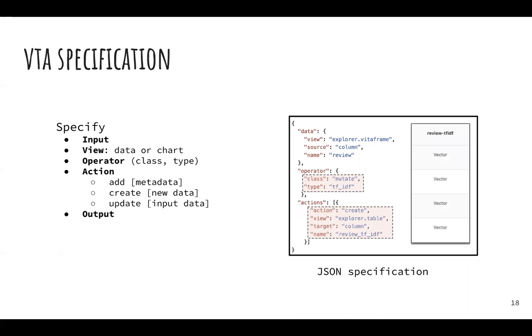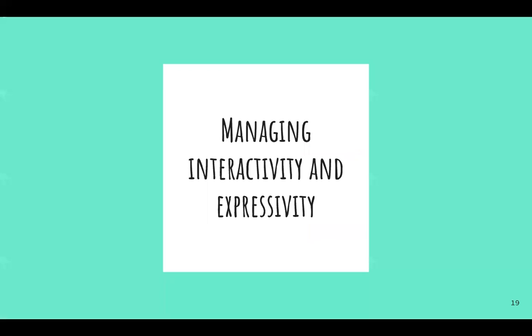VTA operators are specified in JSON format. For example, the JSON specification shown here is for a TF-IDF operator. The operator takes a list of text reviews as input and returns a list of corresponding TF-IDF vectors. Users need to also specify other parameters related to storage and presentation of the output, which we don't cover here. We refer the viewers to the paper for more detail.